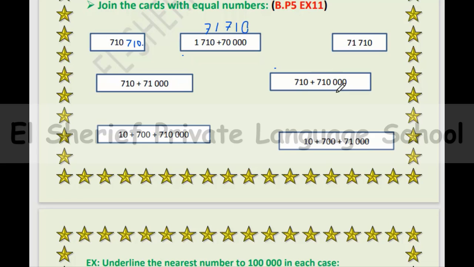Here we have 710,000 plus 710. Okay, we will get in the result 710,710. Okay, what about this rectangle? Here we have 71,000 plus 710. Okay, this equals 71,000 and 710.